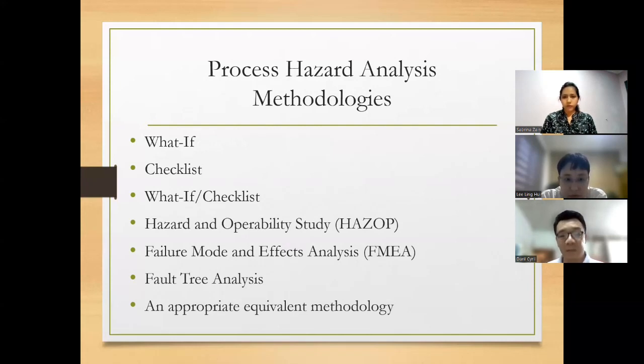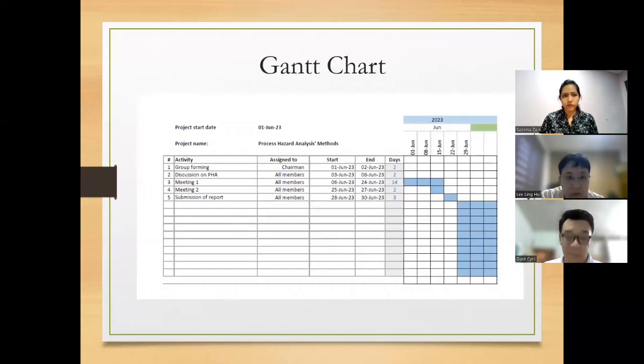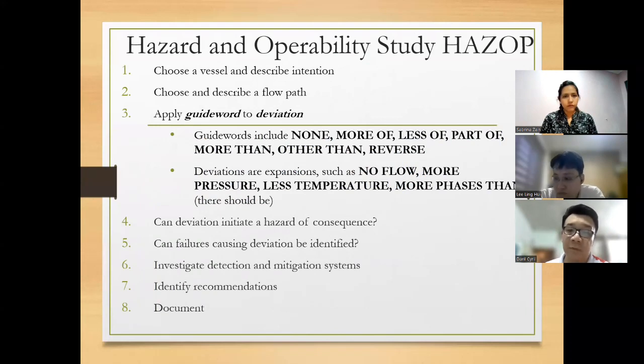and effects analysis, fault tree analysis, and an appropriate equivalent methodology. It is the Gantt chart, basically the duration that we have to do for this presentation. Apply guide word to deviation. Guide words include none, more of, less of, part of, more than, other than, reverse. Deviations are expansion, such as no flow, more pressure, less temperature, more phases than there should be.